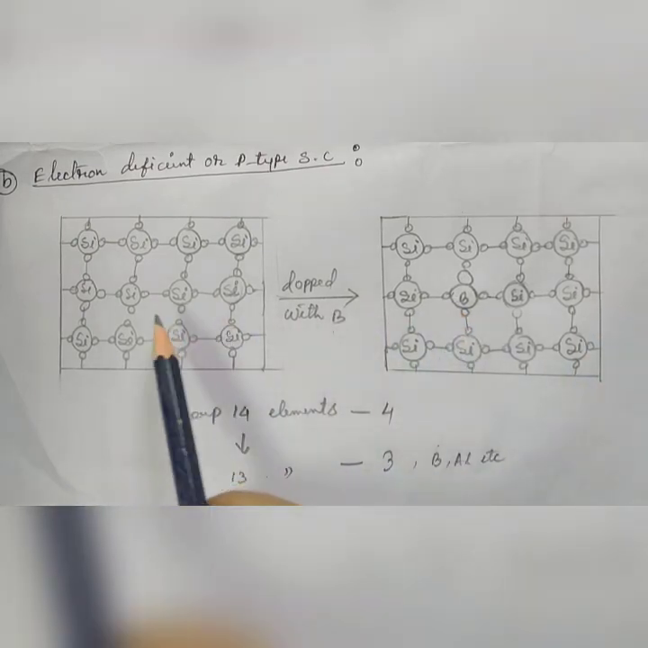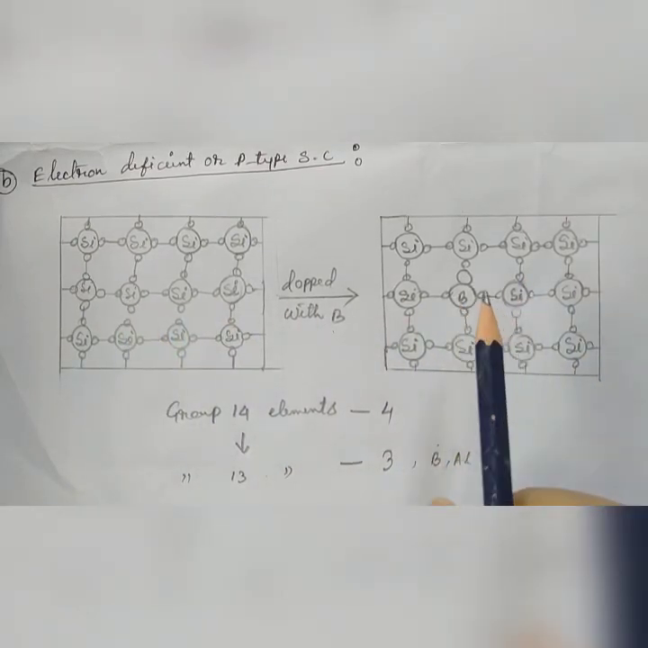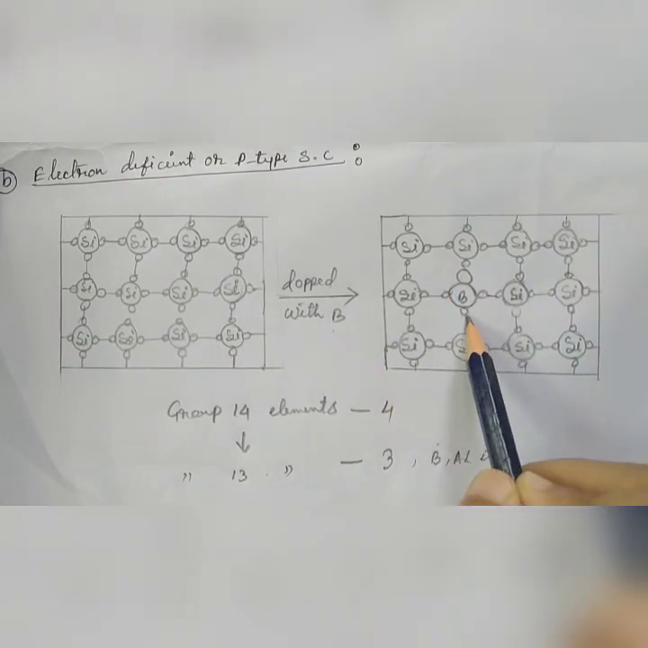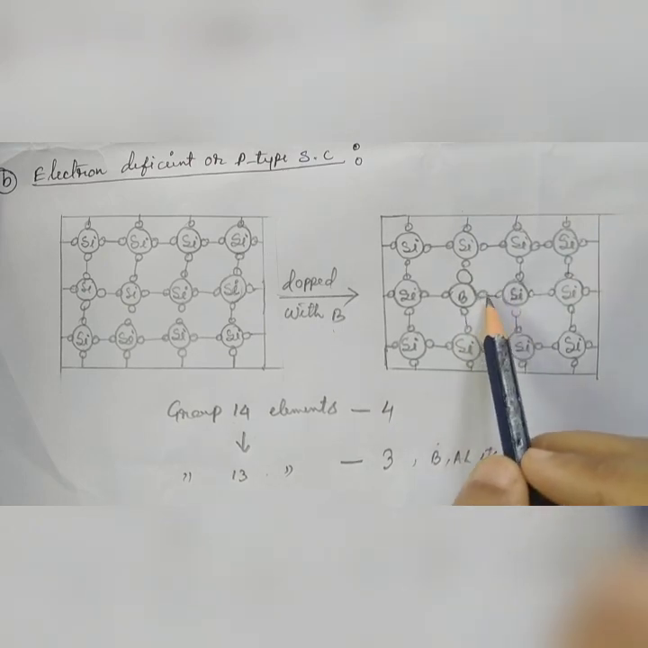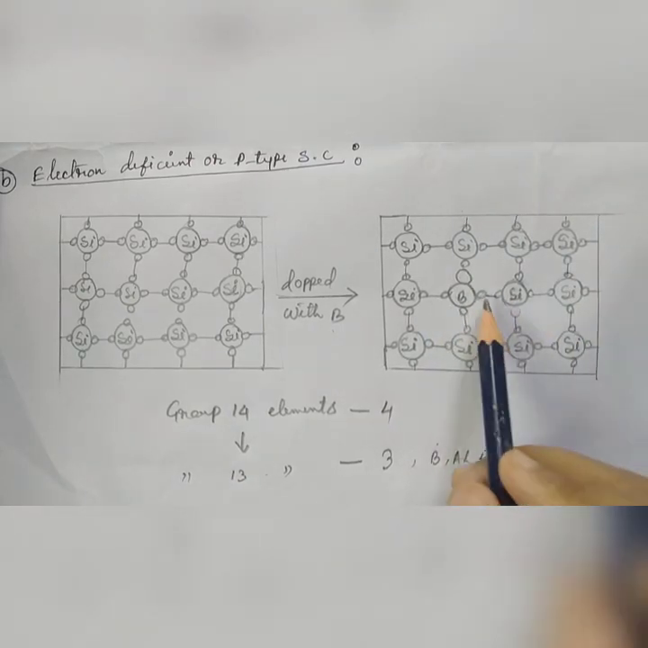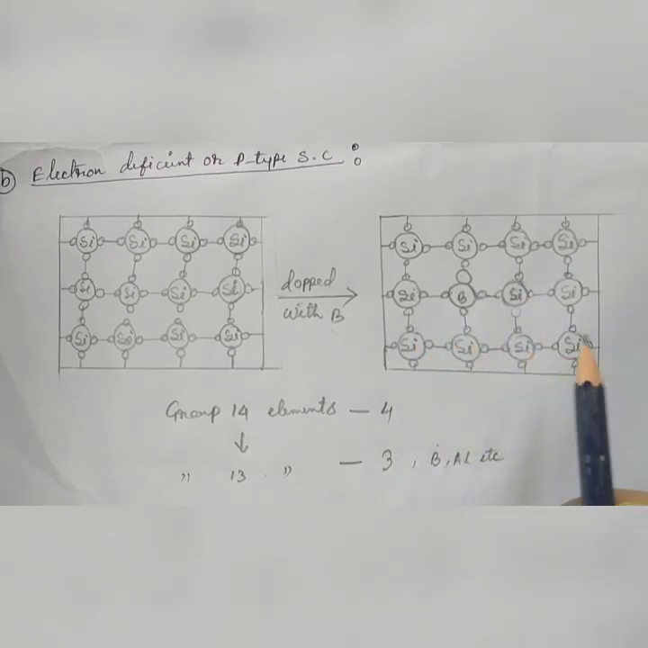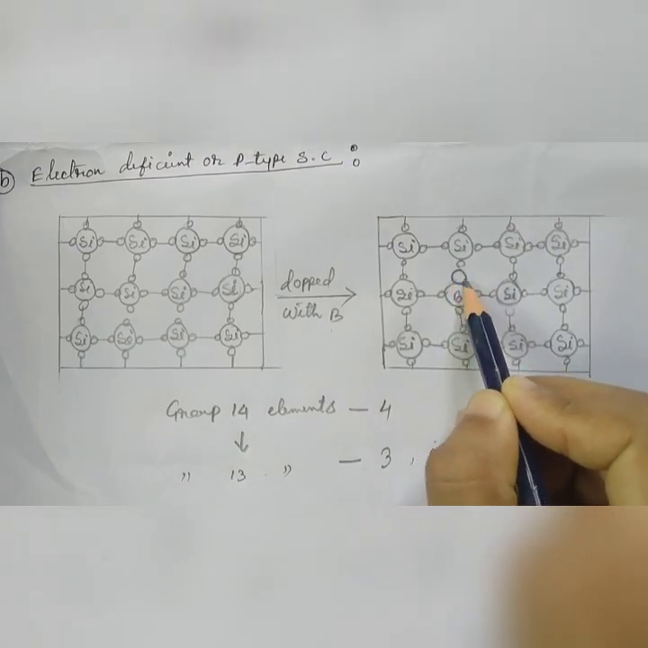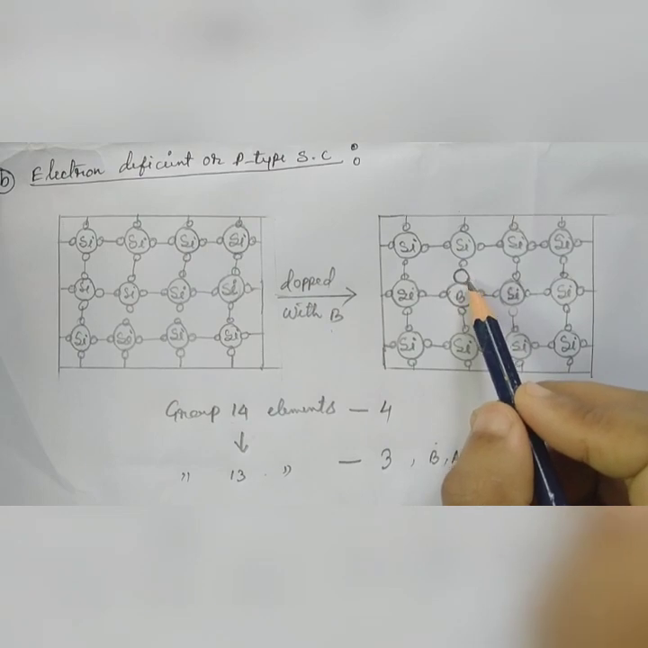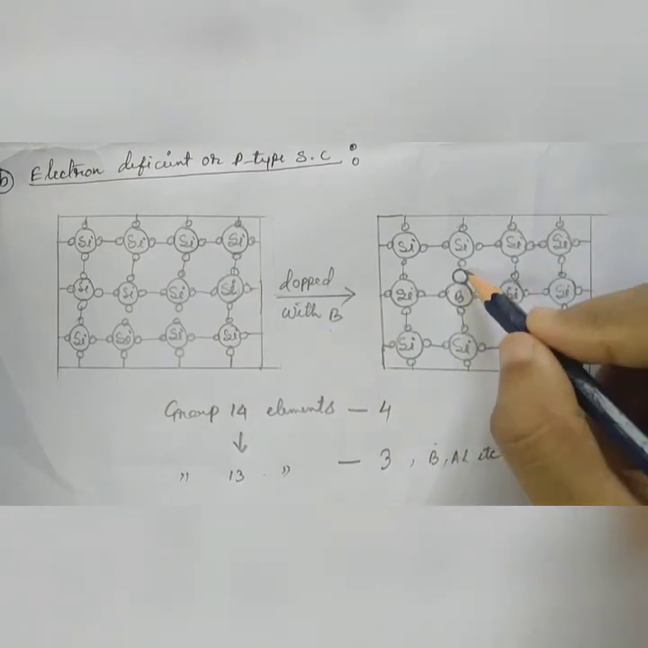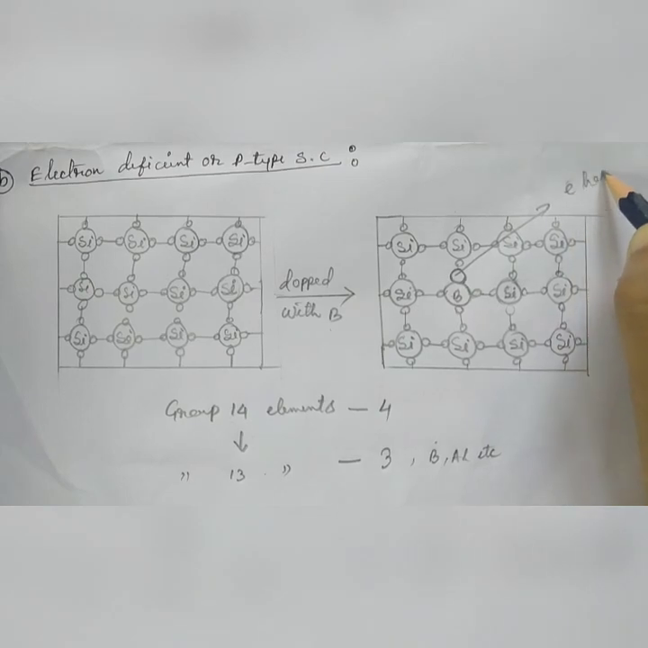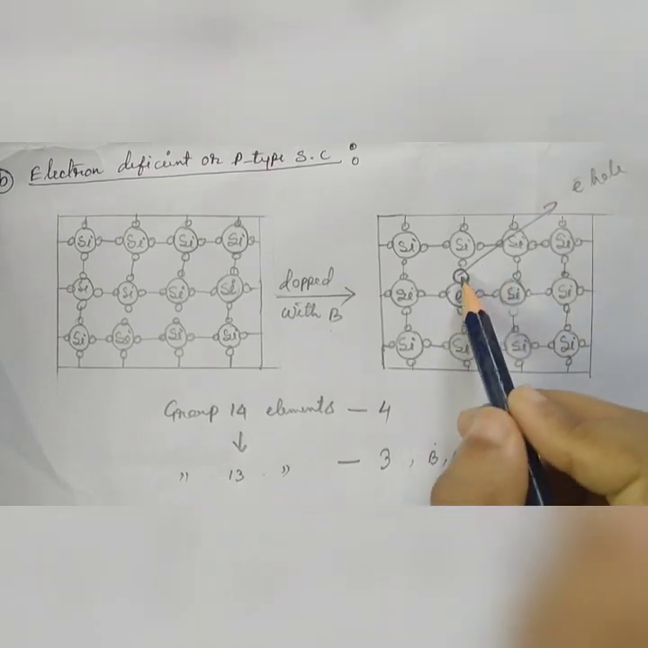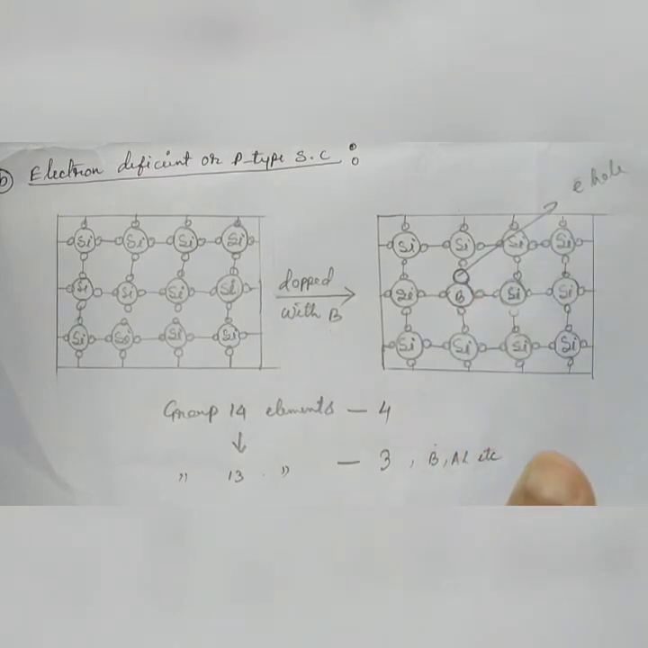So we replace this silicon with one boron atom, and in group 13 elements there are only 3 electrons: 1 2 3. At first these three electrons will participate in the formation of bonds with the neighboring silicon atoms. And this place is what? An electron hole. That means this boron atom will create an electron hole. This hole is generated automatically. Now since this is a hole, that means this is a free space.